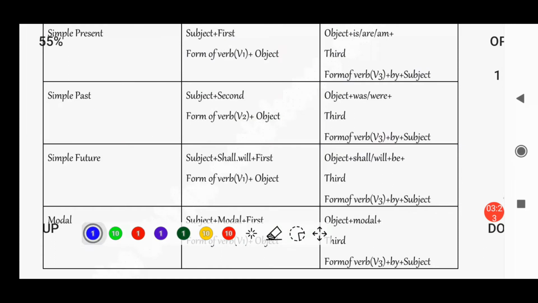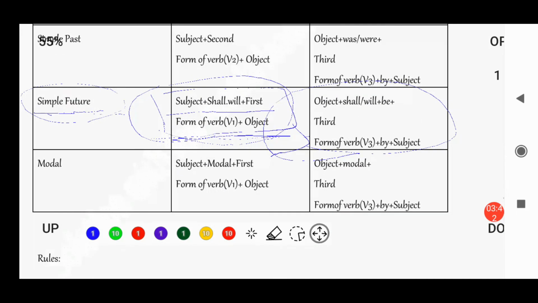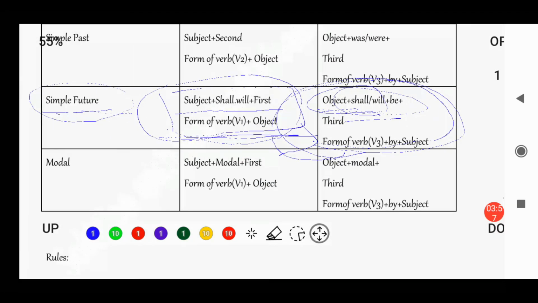Similarly, the third formula is for conversion from active to passive voice for the simple future tense. In the simple future tense, what is the basic formula in the active form? Subject plus shall or will plus first form of verb plus object. Now how to convert it into the passive voice? The object comes at the starting of the sentence, and then shall or will remains as it is. Then what is the difference?